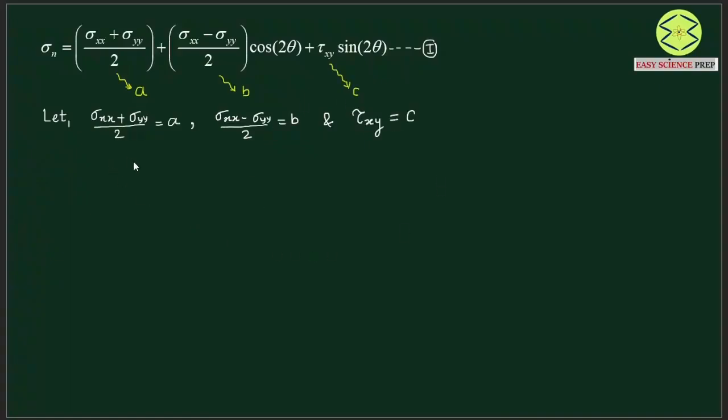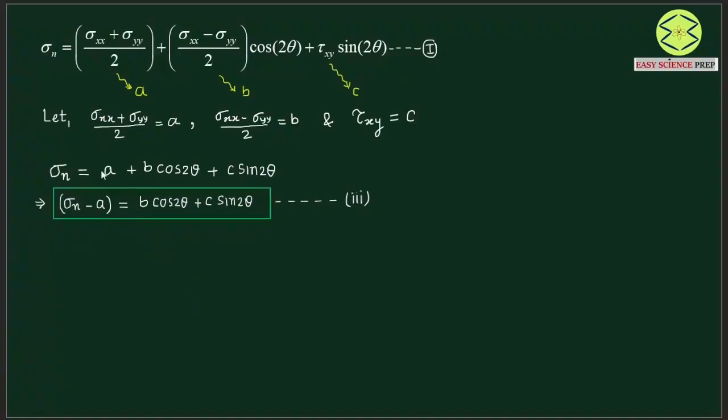After making these assumptions, we get the simplified expression for normal stress acting on the inclined plane, which is A plus B cos 2 theta plus C sin 2 theta. This can be simplified further. We can bring A to the left-hand side. So we can write sigma normal minus A equals B cos 2 theta plus C sin 2 theta. So this is a new equation we got. Let me call this equation number 3. We can use it later on.